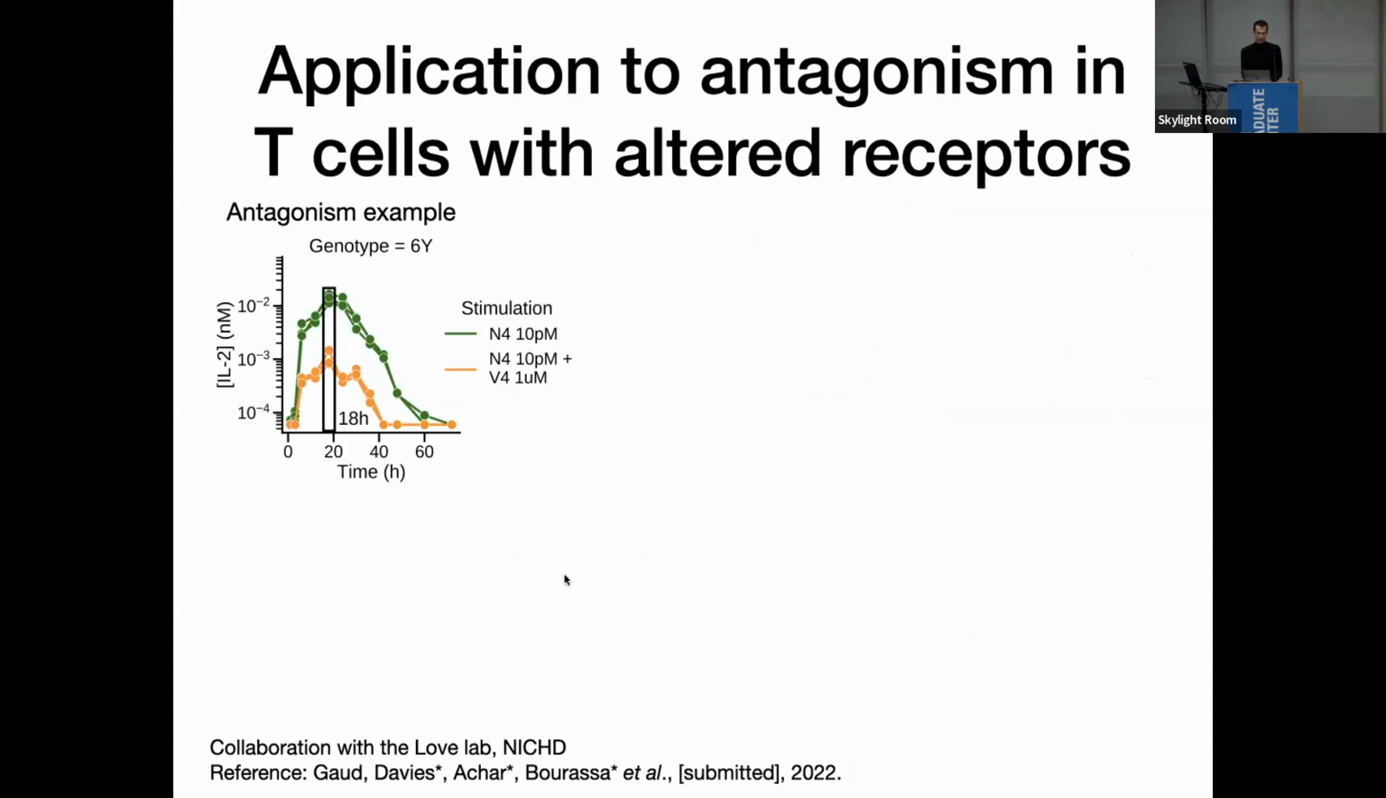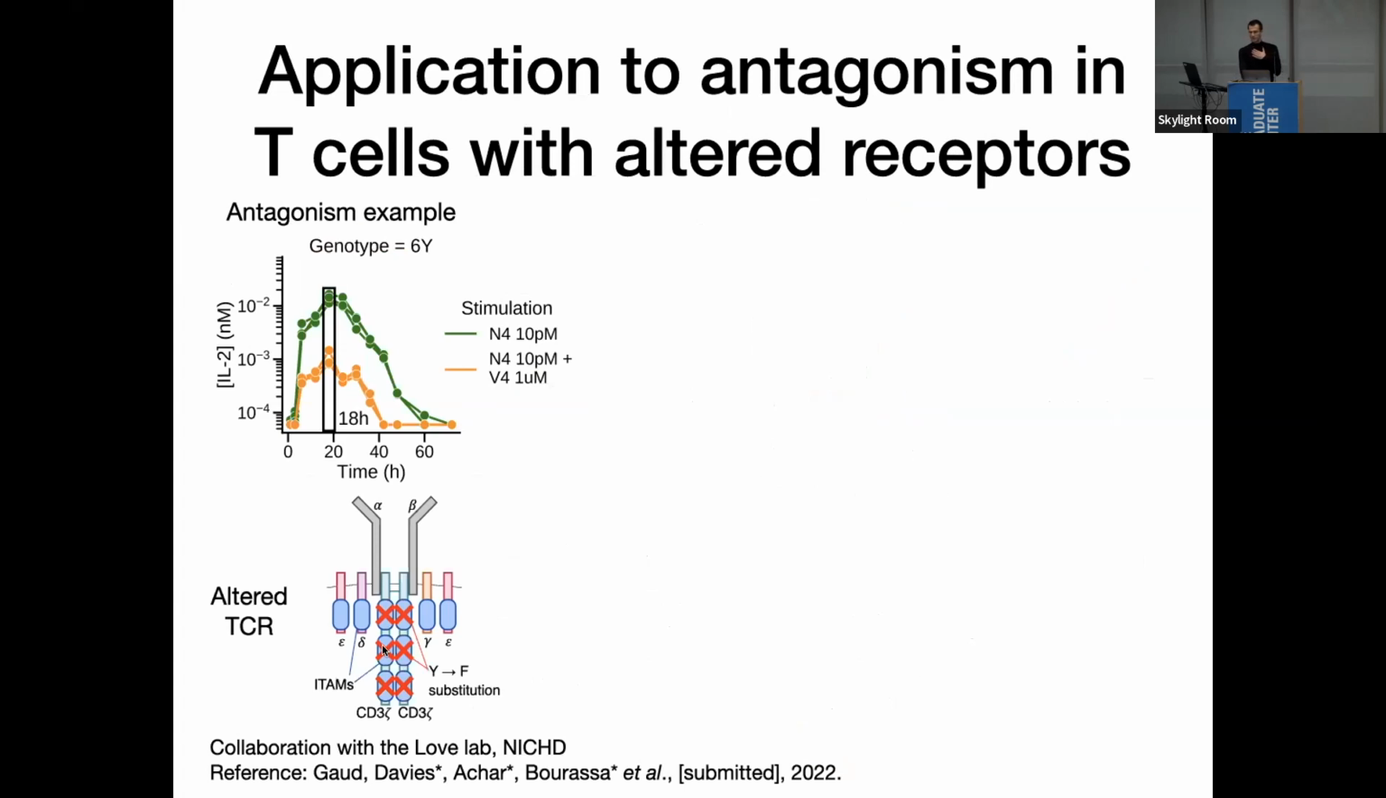So collaborators in Paul Love's lab at the NICHD have engineered a mouse line which has fewer phosphorylation sites on its TCR, so that might change its function, and actually it does. And we tried to predict in particular, based on our hypothesis, how does this effect called antagonism change in the altered T cells. And antagonism is the fact that if you take a mixture of antigens, the response to that mixture can be lower than the response to a single antigen.